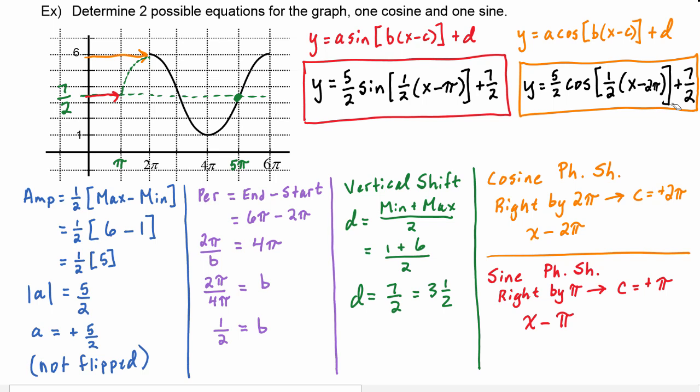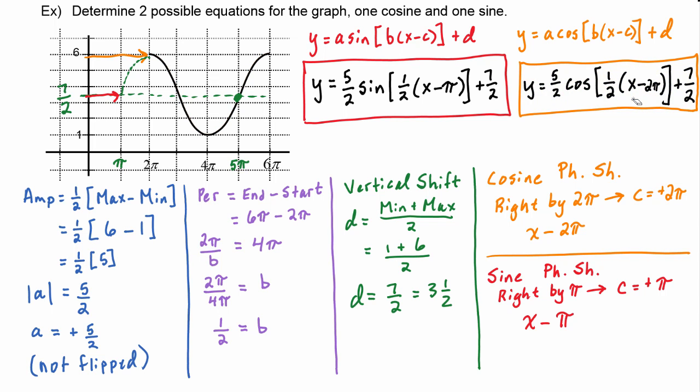So once again, we notice that the only difference between these two is the phase shift. The amplitudes are the same, the periods are the same, so that means B is going to be the same. The vertical shift is the same. The only thing different is the phase shift. If it's a sine wave, it had to shift to the right by pi. If it's a cosine wave, it had to shift to the right by 2 pi.